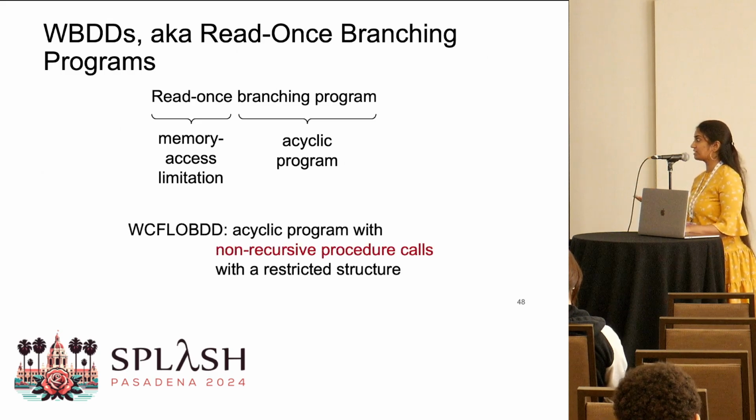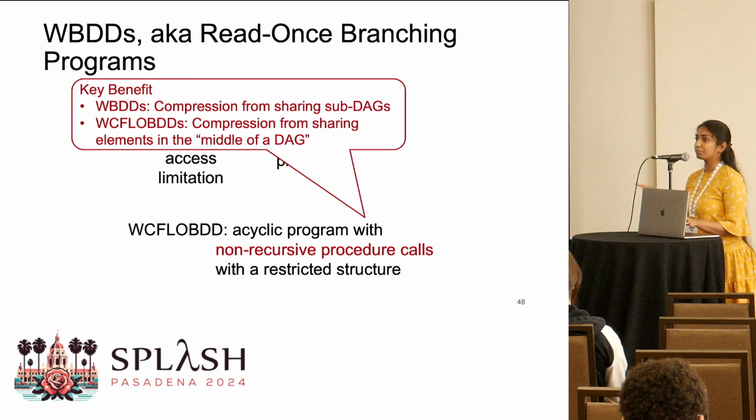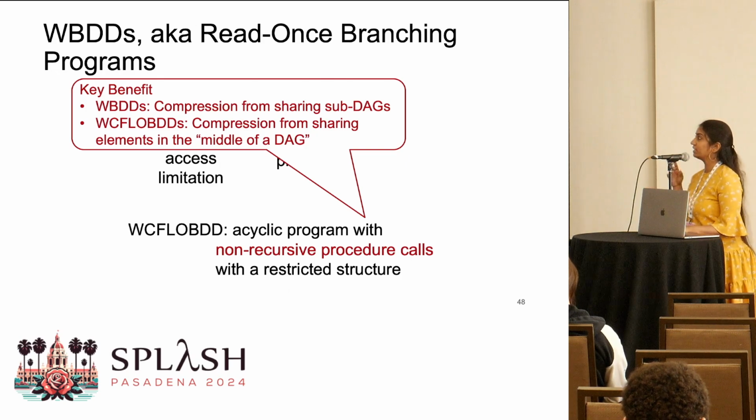So weighted BDDs are read-once branching programs. Weighted CFLOBDDs are acyclic programs with non-recursive procedure calls. The key benefit is that weighted BDDs get their compression from sharing subtrees. Weighted CFLOBDDs get their compression from sharing the middle of a DAG.